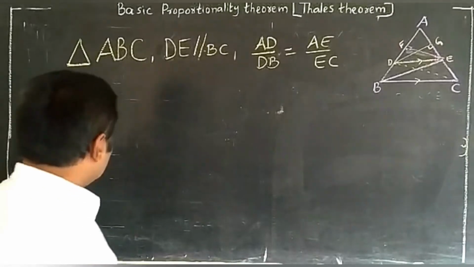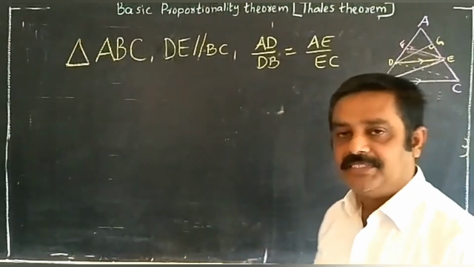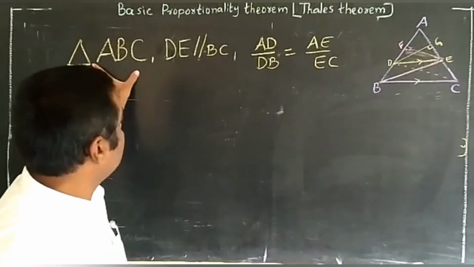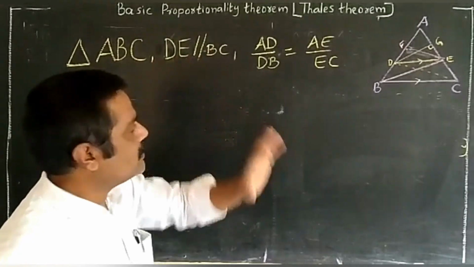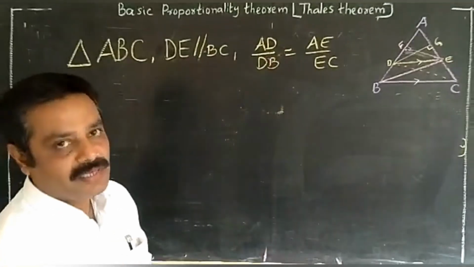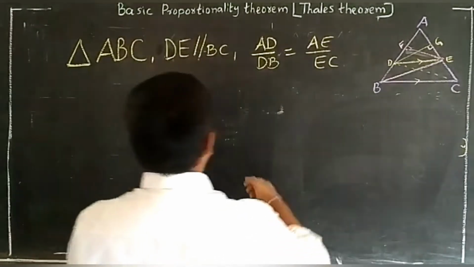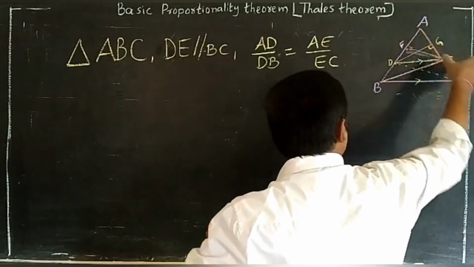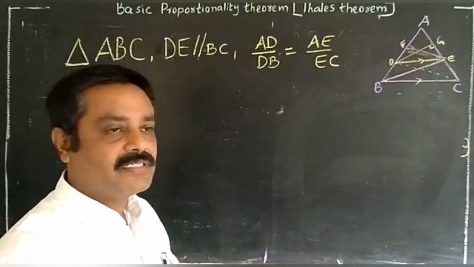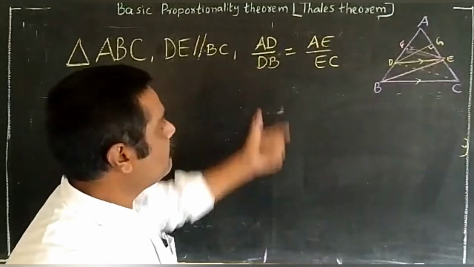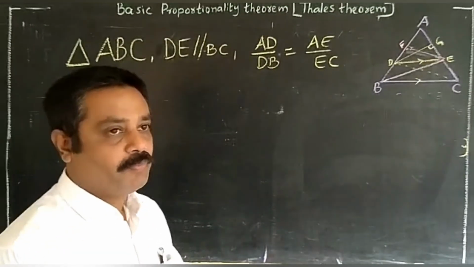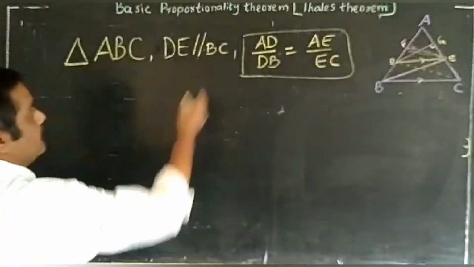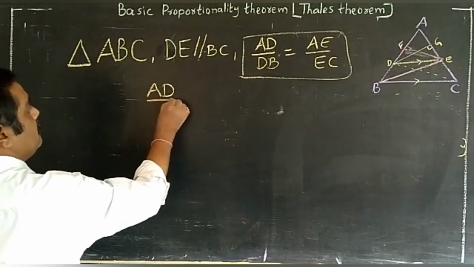Okay children, now we learn one theorem, that is the basic proportionality theorem. In any triangle ABC, if a line is parallel to one side of the triangle, it divides the other two sides in the same ratio. Example here, in triangle ABC, DE is parallel to BC means we have to say AD by DB is equal to AE by EC. This formula you have to apply in other problems also. Here we get some auxiliary formulas also.